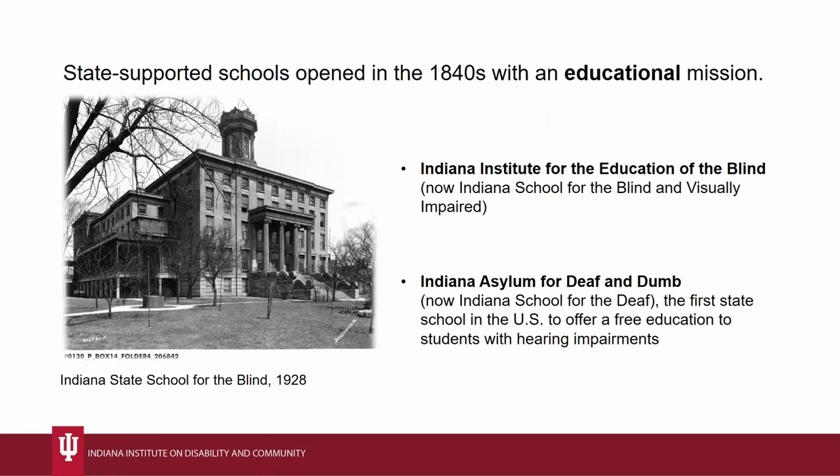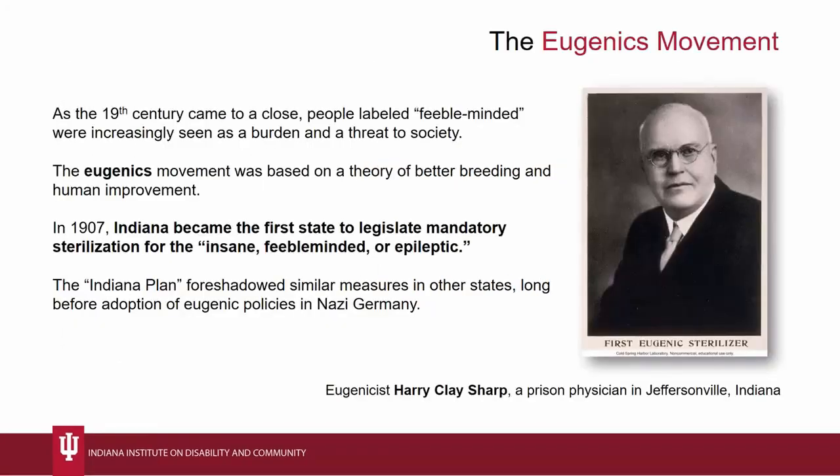Also around this time, state-supported schools opened that were educational rather than custodial. The Indiana Institute for the Education of the Blind is still open today, has a slightly different name. A black and white photo shows the Indiana State School for the Blind, 1928. It is a 5-story cube of a building with an octagonal tower on top and a large portico over the front entrance supported by 4 Greek-style columns. We also still have what became of the Indiana School for the Deaf. It was the first state school in the U.S. to offer a free education to students with hearing impairments. The Indiana School for the Deaf was originally the Indiana Asylum for the Deaf and Dumb.